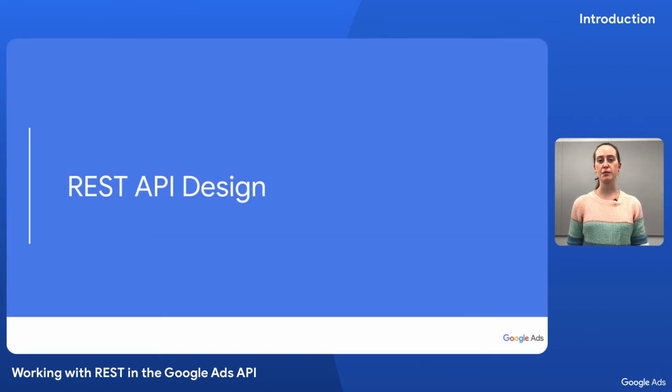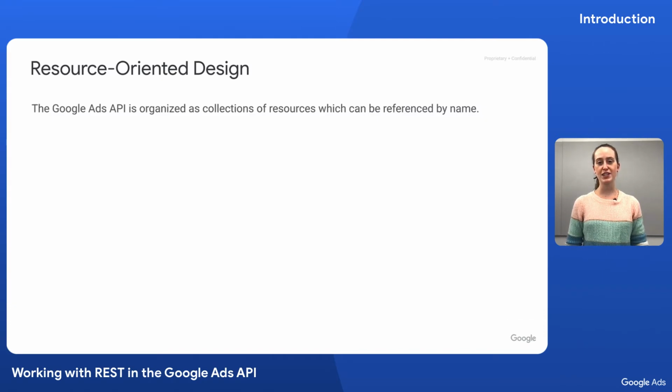Now I want to get into some of the details of how the REST API is designed to help establish a base understanding for working with the REST API. The Google Ads API generally follows a resource-oriented design, which means that it's organized as collections of resources which are individually addressable. Each has a unique identifier and can be accessed using that identifier.